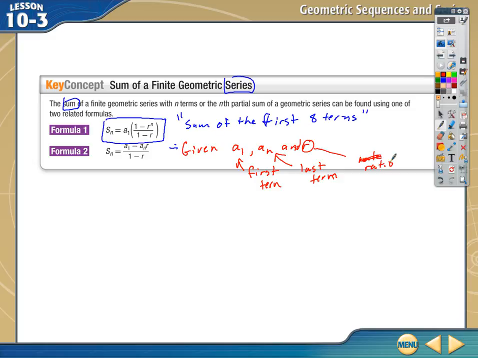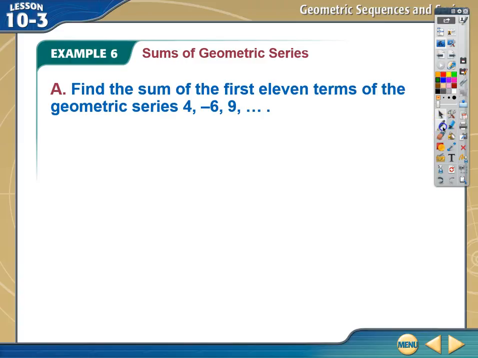All right, so let's take a look at some examples. It says here, find the sum of the first 11 terms of this geometric sequence. In your mind, you have to be deciding which one am I going to use. On a test or a quiz, you'll be given the formulas, but you won't be told which one to use when. So that's what you need to know: which one do I need to use? After looking at the notes, we see that we want to use the first formula.